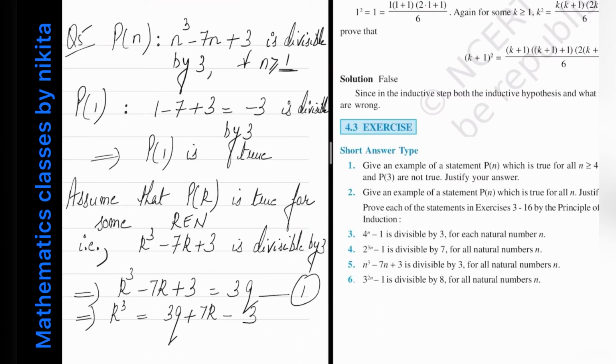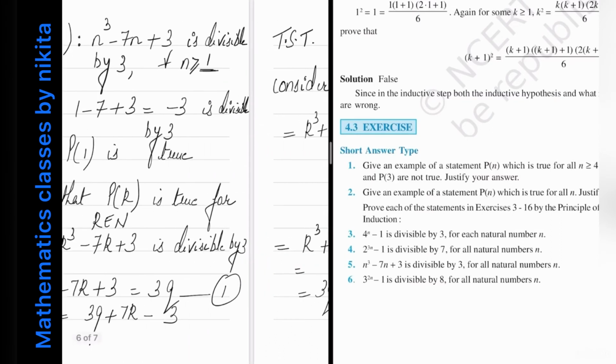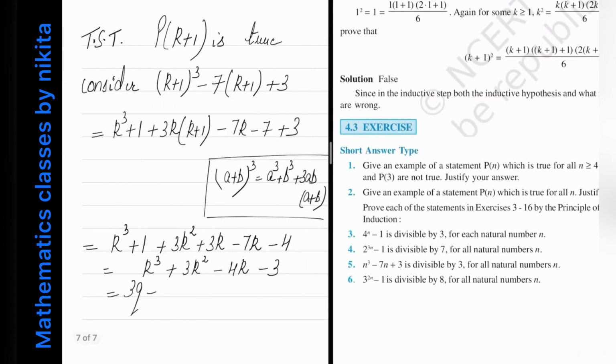k क्यूब इज़ 3q प्लस 7k माइनस 3. So this is 3q minus 7k minus 3 plus 3k square minus 4k minus 3. So using 1. Okay, now further simplify this. अब हमें प्रूफ करना है कि this is a multiple of 3. तो 3 into something की टर्म से मुझे लेके आना है इसको.